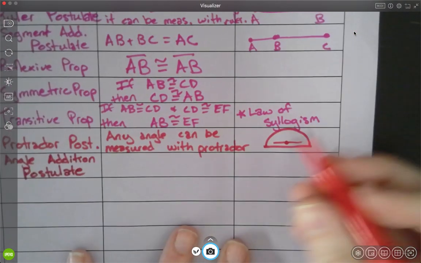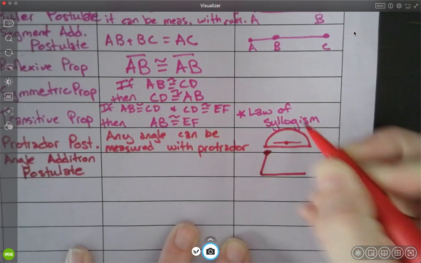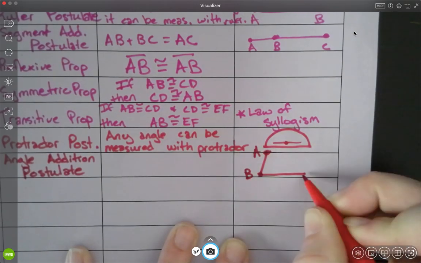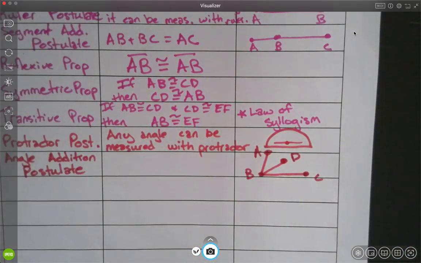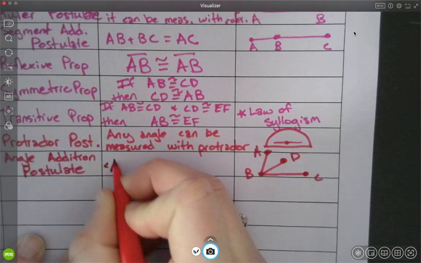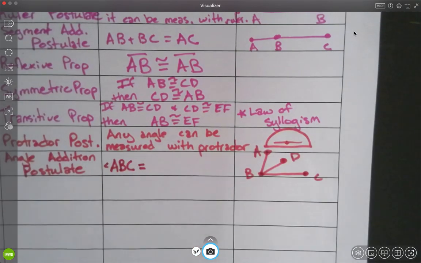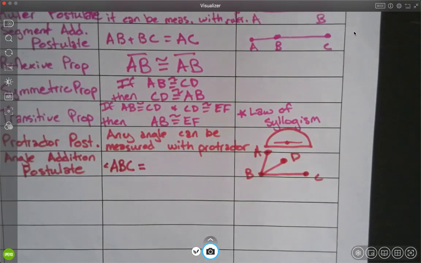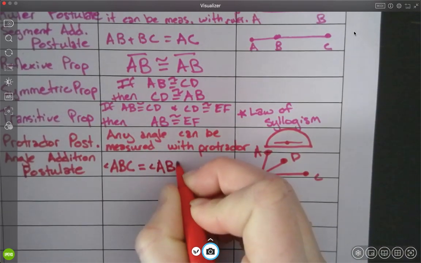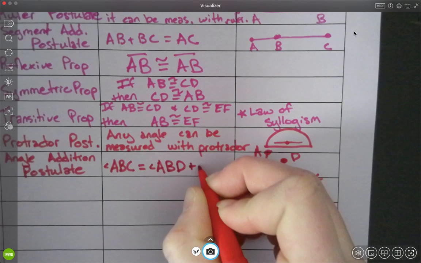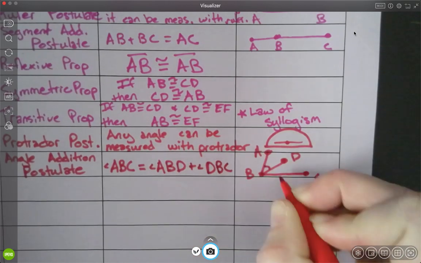Okay. And I'm going to do this right here. I'm going to call this guy A, B, C, D. Okay. So, what is the overall biggest angle in the diagram that I've just drawn? A, B, C. Okay? So, I'm going to say angle A, B, C. That's the biggest angle there. What is he made up of? What two angles make up A, B, C? A, B, D, and D, B, C. Correct. A, B, D, that's this little guy right here, and angle D, B, C, that's this guy right here.